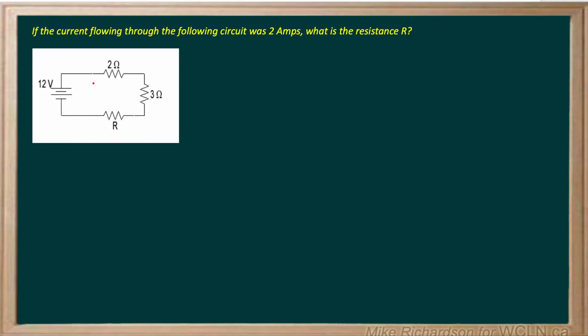If the current flowing through the following circuit was 2 amps, what is the resistance? Now you can see in the circuit that's drawn, it's a series circuit. There's only one possible path for the current to flow, so that means the current is constant. It's 2 amps at all points on that series circuit.